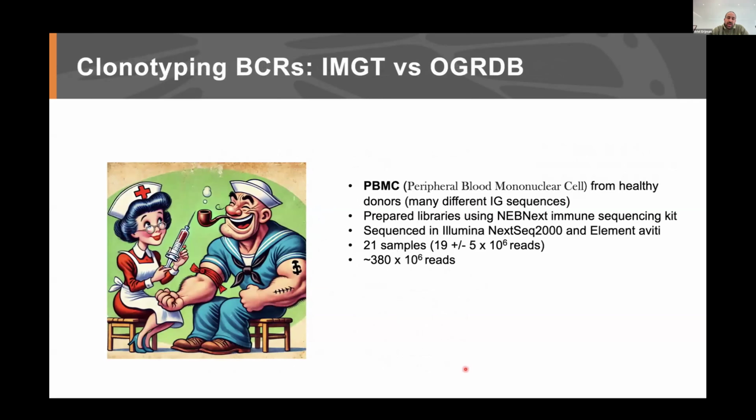So we got PBMC samples. These are samples that have a lot of IG sequences, and we prepared libraries using the NEB Immune Sequencing Kit. We sequenced them in NextSeq 2000 and Element ABT instruments, and we reached about 380 million reads.